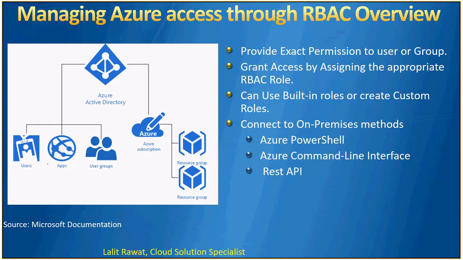What will happen? Suppose you have any users, apps or user groups. Whenever the users connect to your subscription, they will always be authenticated to Azure Active Directory and to the Azure subscription, and then they will connect to your resource group as you have provided the permissions. So it provides the permissions in a more granular way, so that you can manage and define the permissions for your IT department, so they will do only those particular tasks and cannot go ahead and do anything.